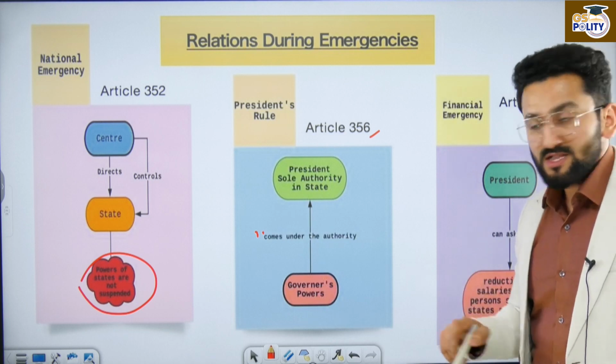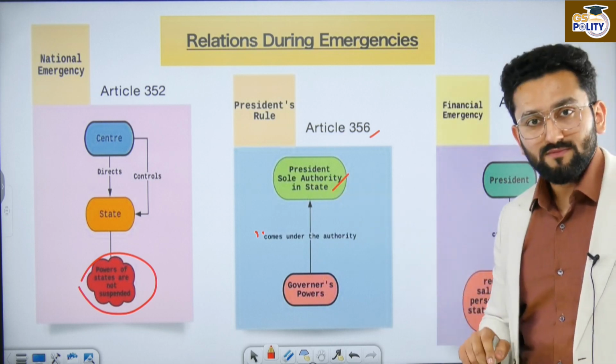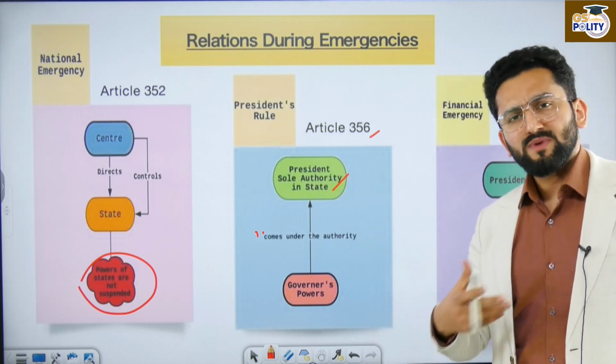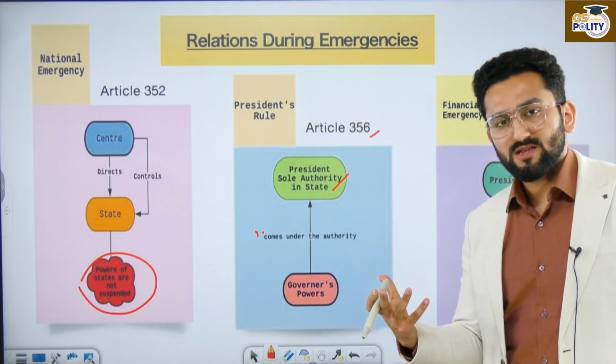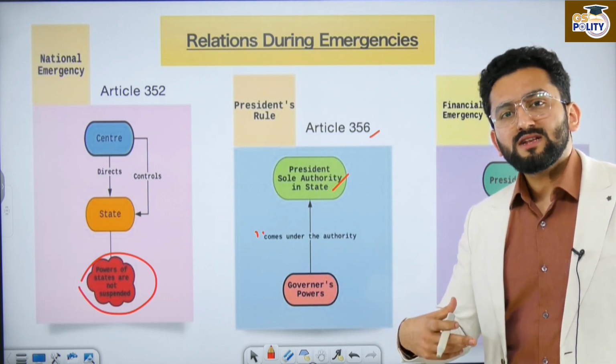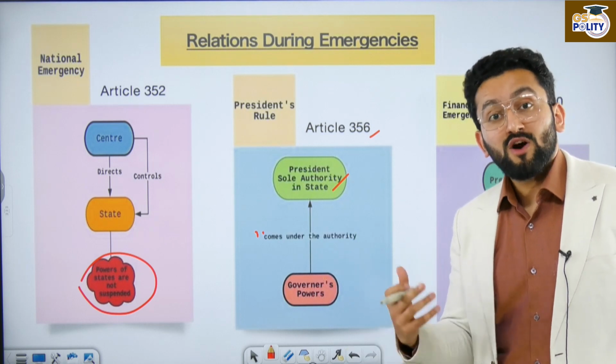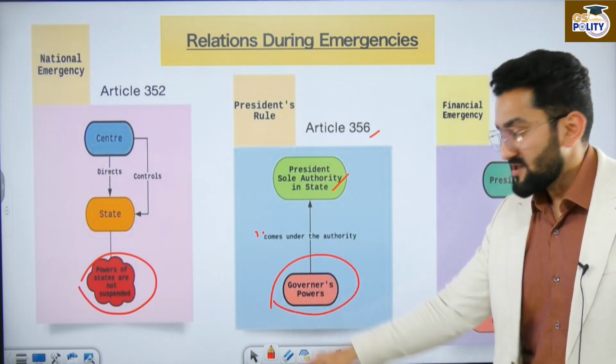Then we have Article 56, President's sole authority in the state. Now President's rule is there, it means now the President is actually ruling the state. But the President is ruling the state through his or her representative, and that is the Governor.